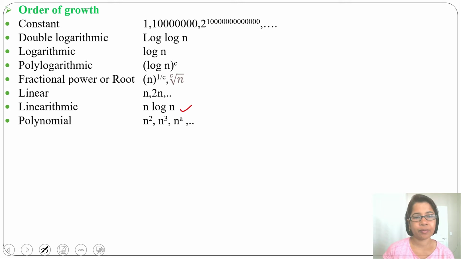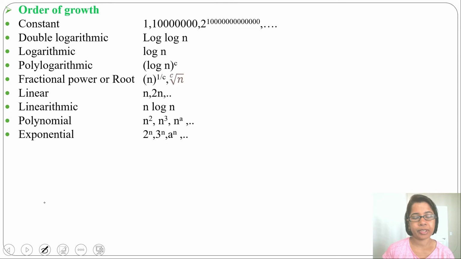Next is polynomial. n square, n cube, n power a, these are polynomials. There can be any constant, like 2n square, 3n power 4, these are polynomials. I already discussed polynomials in the previous lecture; just go through it and you can understand.